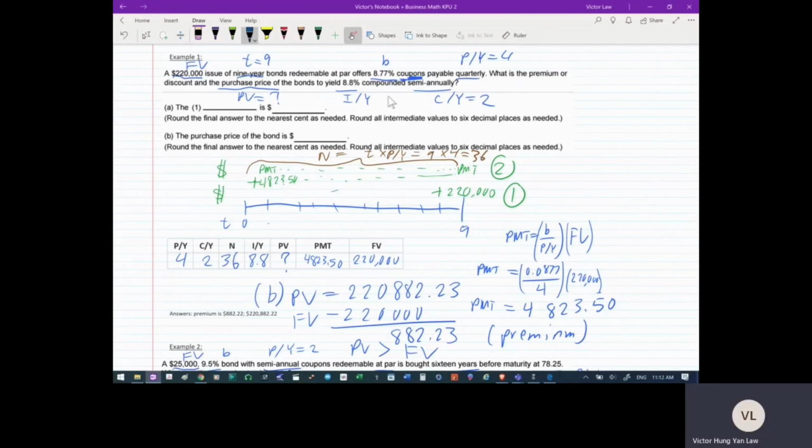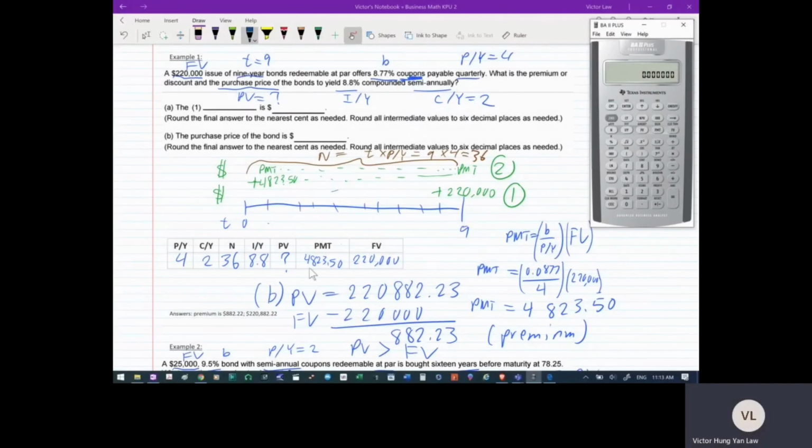And before we solve it in the financial calculator, what you need to know is that you can see that there are 2 interest rates. One is the 8.77%. That's your bond rate. The second interest rate is your 8.8% compounded semi-annually. So 8.8% compounded semi-annually, that's your I/Y. And for the 8.77%, that is your bond rate. So the bond rate, we use that to calculate PMT. And for the I/Y, the nominal interest rate, we just plug that into the financial calculator. So make sure you know where to get the bond rate, where to get the I/Y, and how they affect your answer. Make sure you know that.